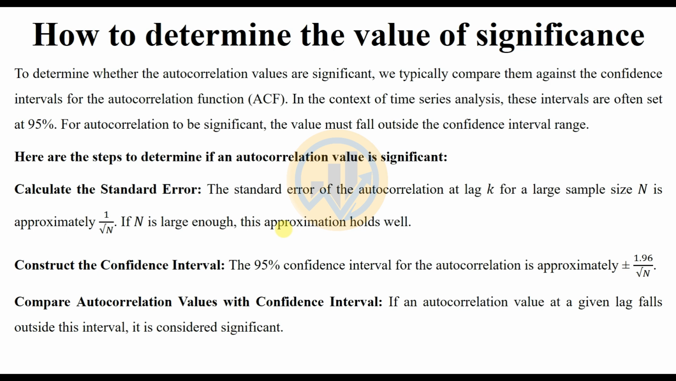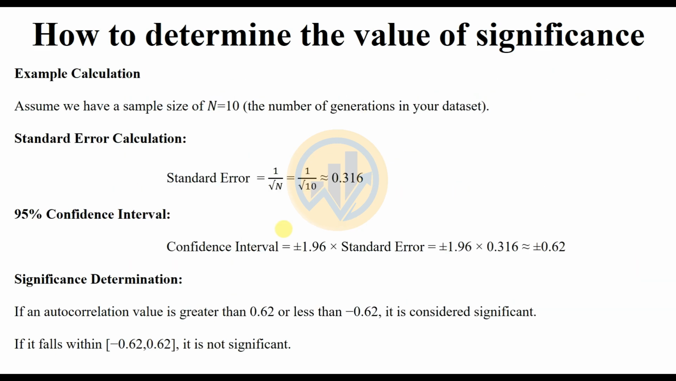First, calculate the standard error. The standard error of the autocorrelation at lag k for a large sample size n is approximately 1 divided by root n. If n is large enough, this approximation holds well. Next, construct the confidence interval: the 95% confidence interval for the autocorrelations is approximately plus or minus 1.96 divided by root n. Then compare the autocorrelation value with the confidence interval. If an autocorrelation value at the given lag falls outside the interval, it is considered significant. So, an example calculation for the significance in autocorrelation.